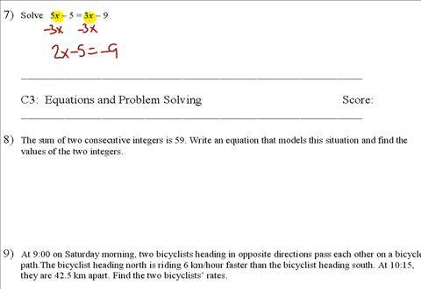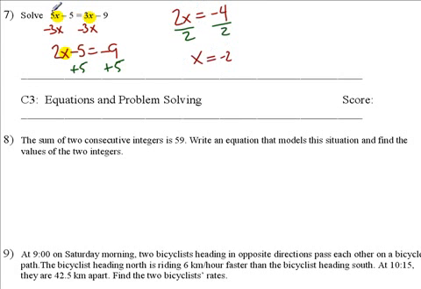Now I'm trying to get this x by itself. Now that I've got them all on one side, I want to get that one by itself. So let's go ahead and add 5 to both sides, undo that minus 5. The result there is 2x equals negative 4. And now let's go ahead and divide by 2 to isolate the x. So x equals negative 2.